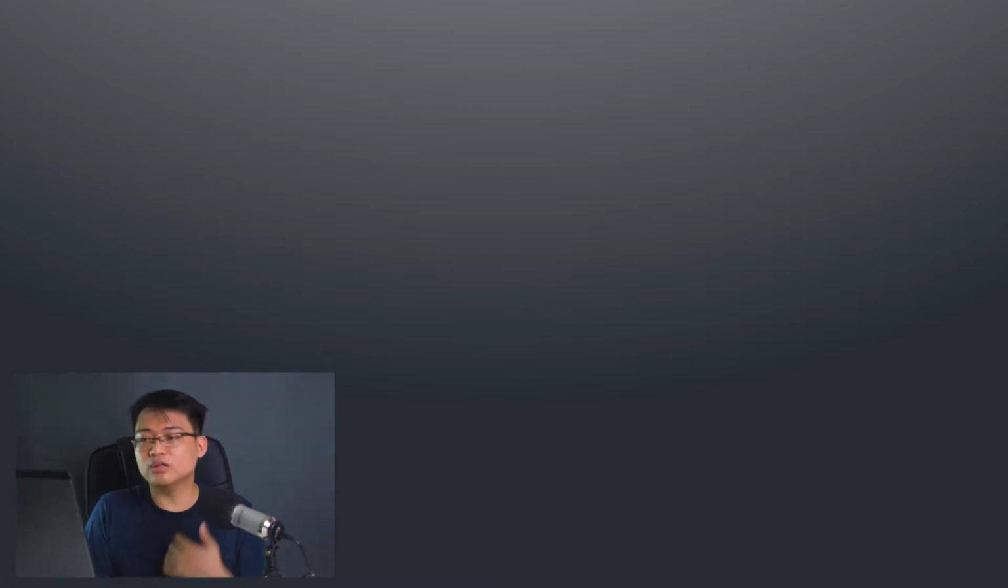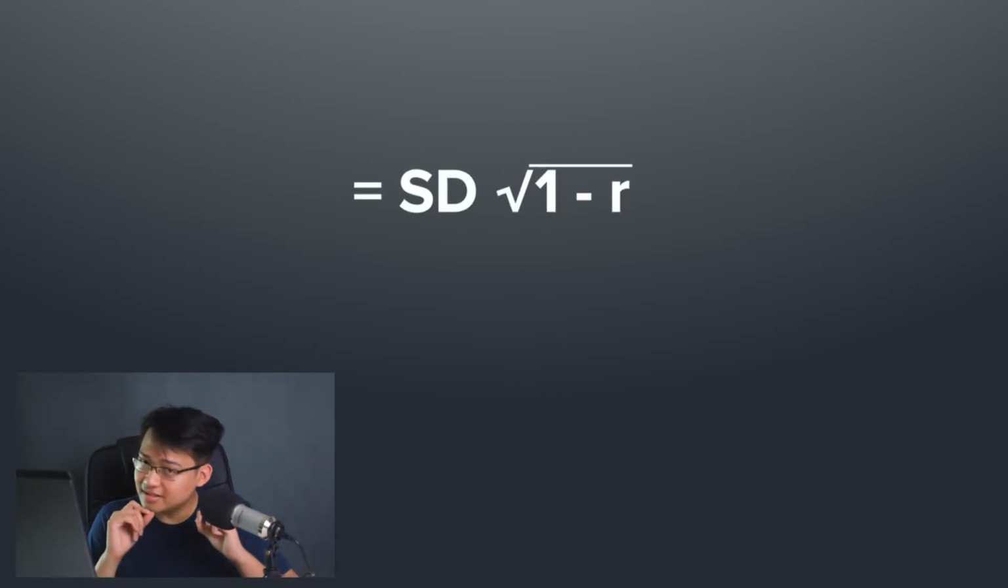So how do we go about proving this? The standard error of measurement is calculated by standard deviation times the square root of 1 minus r.